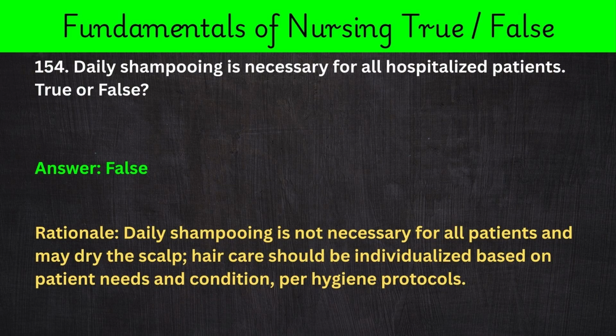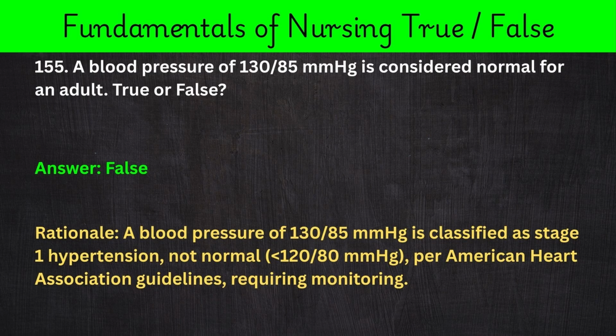True or false? Answer: false. Rationale: Daily shampooing is not necessary for all patients and may dry the scalp. Hair care should be individualized based on patient needs and condition, per hygiene protocols. 155. A blood pressure of 130/85 mmHg is considered normal for an adult.